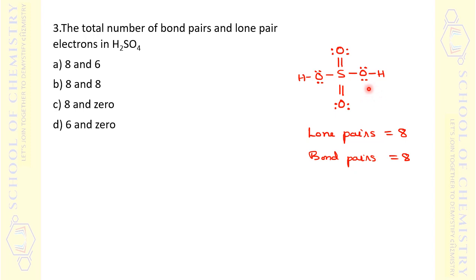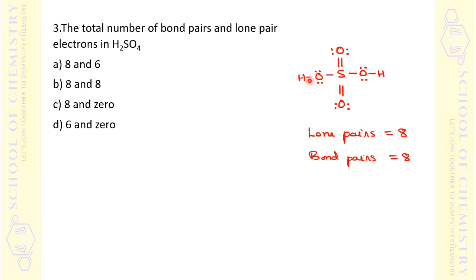First, if I count the lone pairs, each oxygen atom has 2 lone pairs, right? And 4 oxygen atoms are present. Each oxygen atom has 2 lone pairs as represented here. So totally 8 lone pairs should be present. Hydrogen has no lone pairs. And sulfur is showing its highest valency. Valency of sulfur in this case is 6, and therefore no lone pairs are left over on sulfur. So total number of lone pairs will be 8.